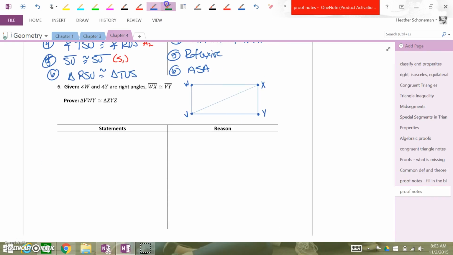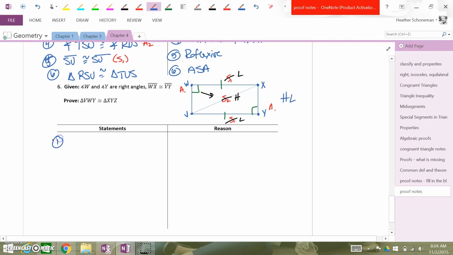Alright, last one. It says W and Y are right angles. So these are right angles, and WX is congruent to VY. So if I'm looking at my picture, I say, okay, well, I have an angle, and then I have a side, and then I have a second side. So if I'm looking at that, the angle is not in between, so that would spell a bad word. You can't spell a bad word. So because it's a right triangle, what we can do instead is do hypotenuse leg. The hypotenuse is the one across from the right angle, so that's the hypotenuse, and these would be our legs. So the method we're going to use is hypotenuse leg.